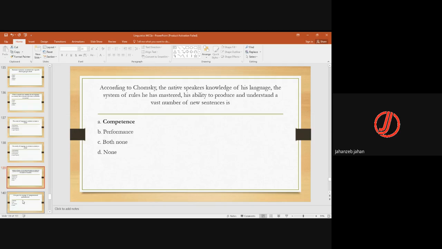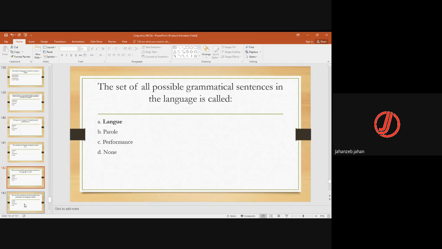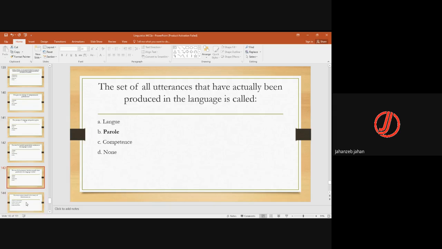Chomsky ने बताया कि competence is the ability of a person to be able to use the language, and performance is the exposure or its application. Who gave the concept of competence and performance? So that is given by Chomsky. The concept of langue and parole is given by de Saussure, Ferdinand de Saussure. The set of all possible grammatical sentences in the language is called langue. And all the utterances that have actually been produced in the language, they are called parole, जो कि उसकी performance है.